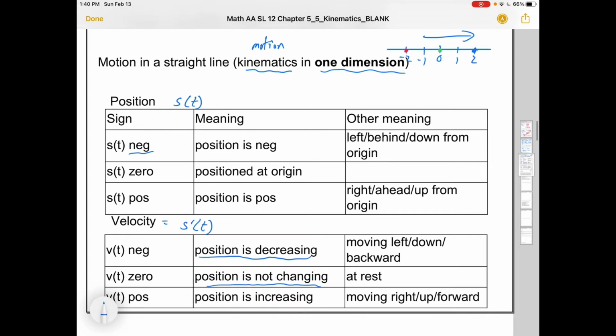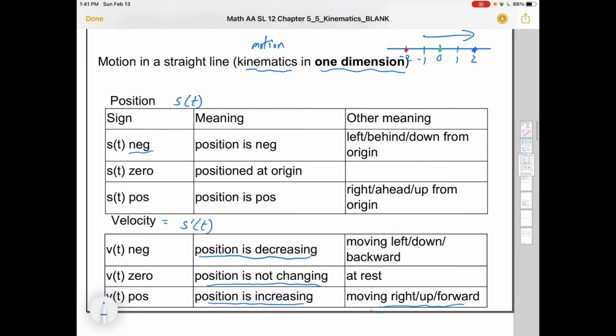And we're going to have some examples of this in a non-screencast version in just a second. But I just want to put these out here as ways that you can hack or think about some of these questions. So position being positive means to the right of the origin. Velocity being positive means position is increasing, or you're moving right, or depending on the one dimension we talk about, up or forward. Okay? But this is all in one dimension.